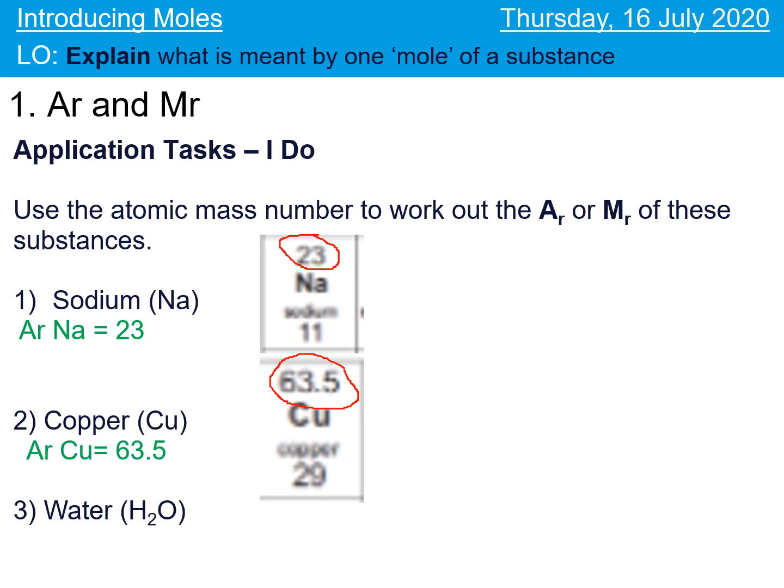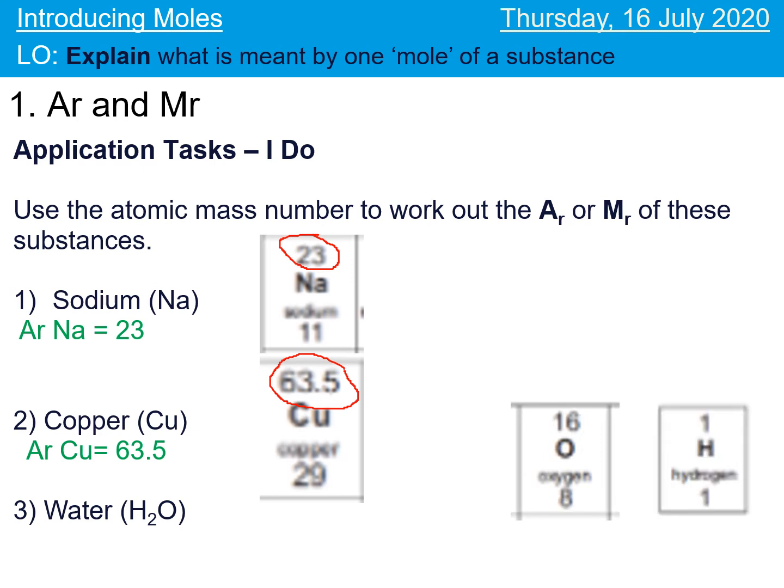For water, we do not have an AR. We have an MR, a relative formula mass, because H2O is a formula. For this, we will need to look at the oxygen element and the hydrogen element on the periodic table. In water, there are 2 hydrogen atoms and 1 oxygen atom. So our relative formula mass is equal to 2 times the atomic mass of a hydrogen atom plus 1 times the atomic mass of an oxygen atom, which gives us a relative formula mass of 18 for water.